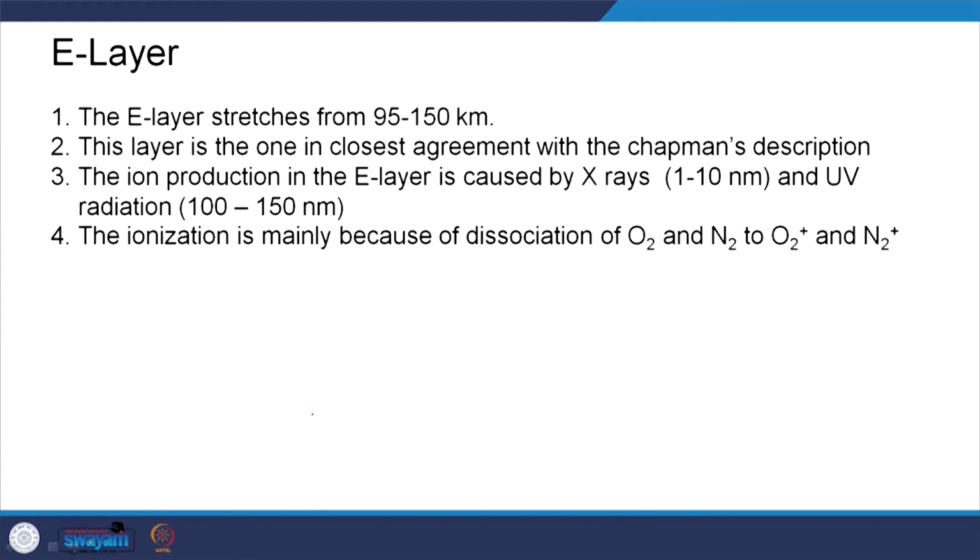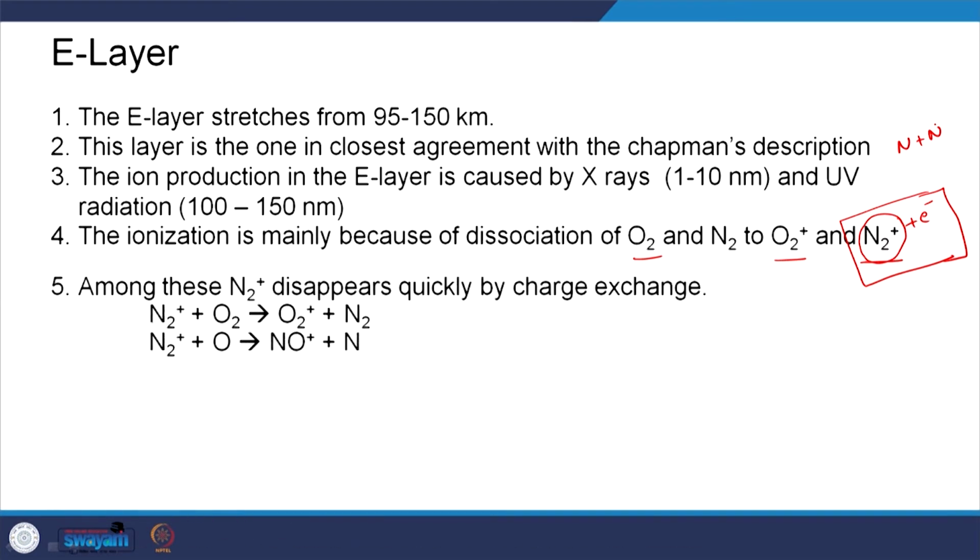The ionization is mainly because of the dissociation of molecular species such as O2 and N2, leading to the formation of O2 plus and N2 plus. Now, if these ions, which are molecular in nature, are available for the electron to recombine, this reaction will be very fast. That means this will immediately give you N plus N, and the electron will be lost as a result, and this process will be fast.